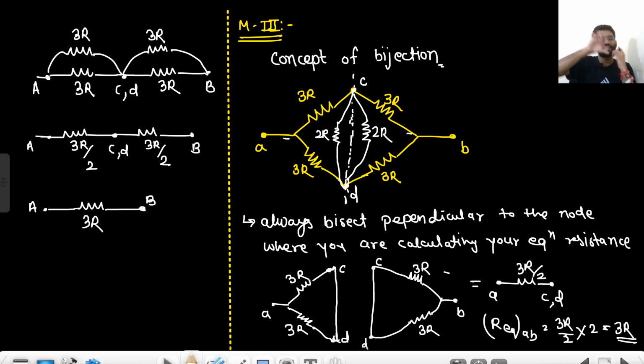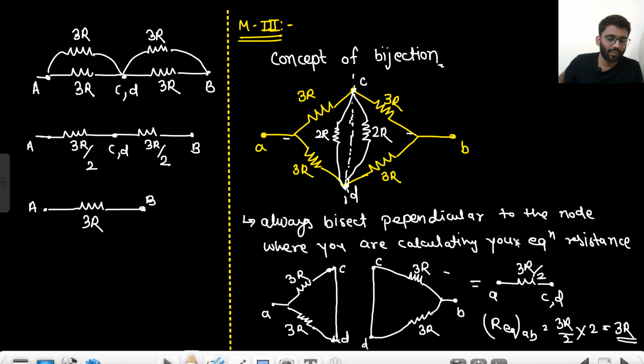So 3R by 2 plus 3R by 2 equals 3R. Whenever there is a symmetry, you just need to calculate the equivalent resistance on one side, then multiply it by 2 and you will get your final resistance. Are you getting this point? I hope you have understood at least 70 or 80% of this. Then you will solve many problems and it will all be easy for you.